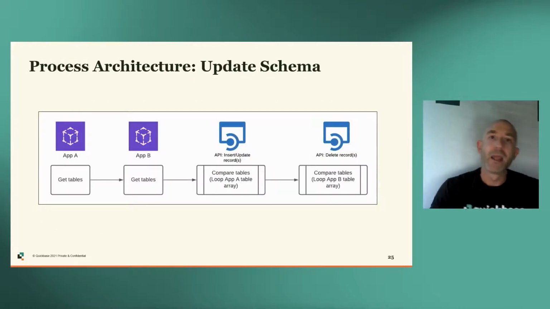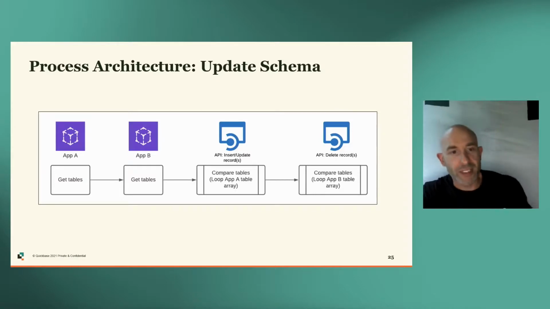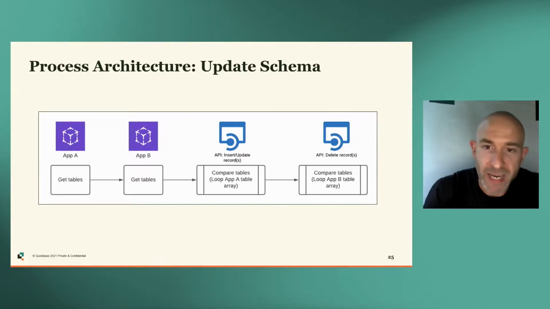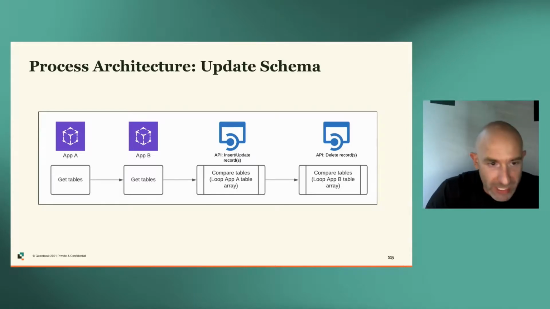Okay, so the process architecture for the schema update. This is really just a simplified version of what we looked at a few slides ago. We're going to get the tables from app A. We're going to get the tables from app B. We're going to loop through the app A tables, and we're going to do a compare. When we find a match, we're going to update. If we don't find a match, we're going to do an insert of a new record, or a new table, sorry.